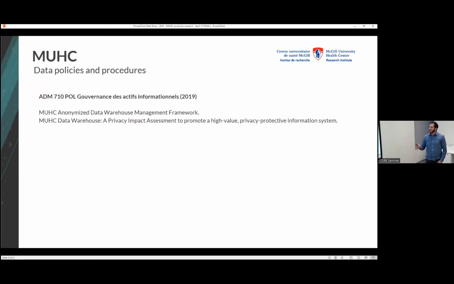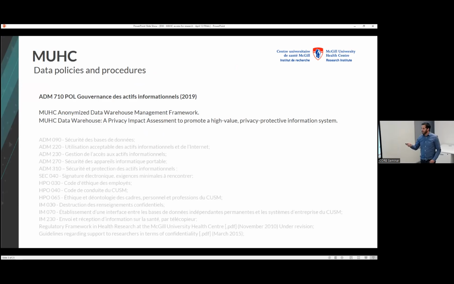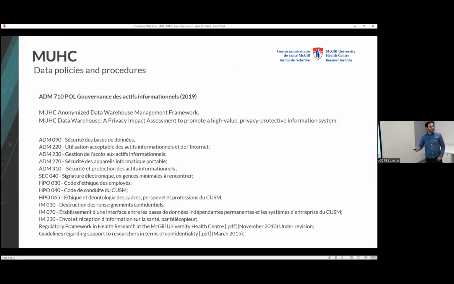The most important data policy and procedure is a 2019 policy, the governance des activités informaticiennes. This may not be updated, but it is the biggest policy at the Research Institute and the MUHC speaking about how to access data. We have a lot of procedures and policies about the data at the MUHC, but none of them specifically describes how a researcher accesses the data, the whole description of the procedure.